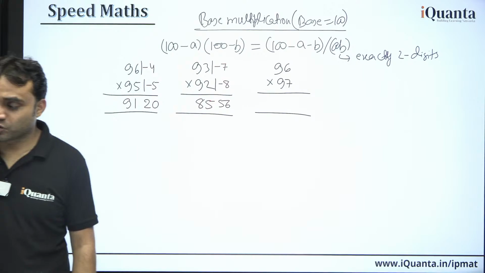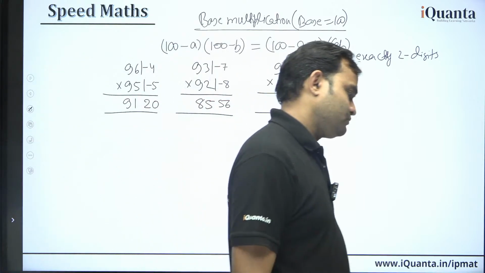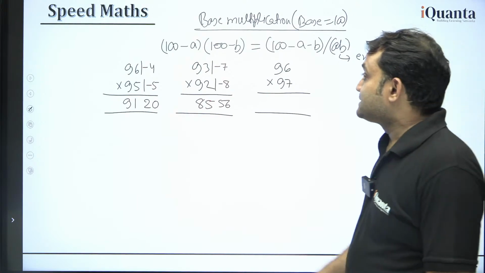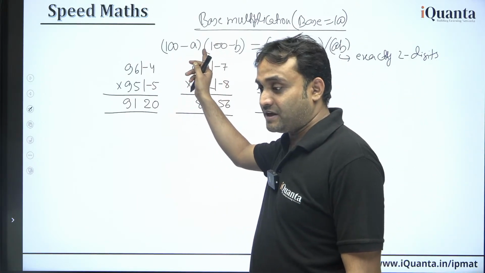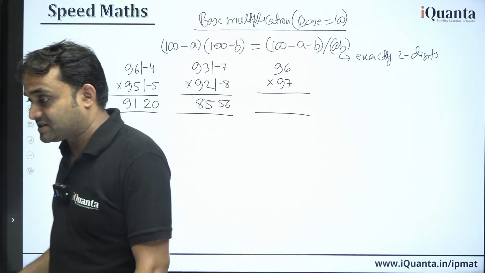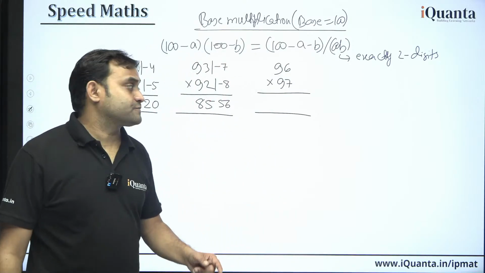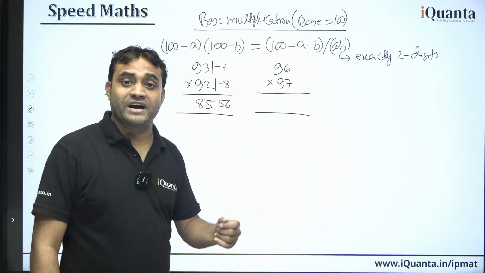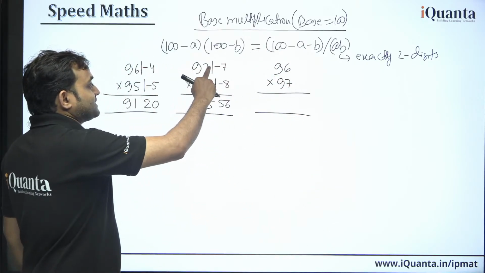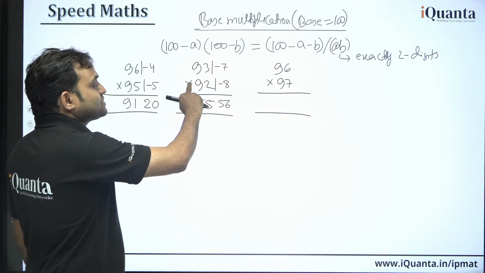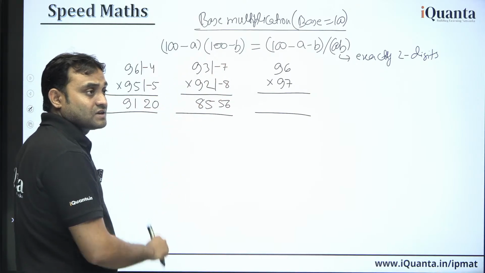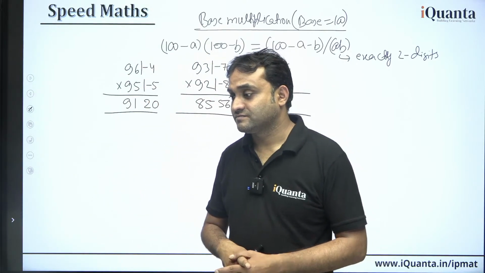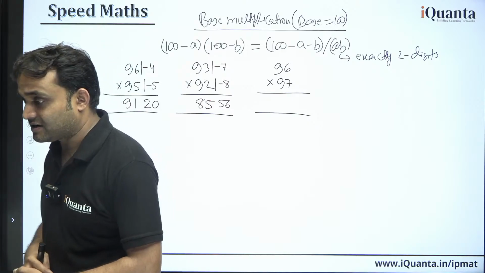Eight seven four two. No, it's not 8742. See, it's 100 minus a, 100 minus b. We need to take the difference from 100. Not the unit digit. Take the difference from 100. See, 93 is 100 minus 7. 92 is 100 minus 8. The surplus are the difference from 100. Not the unit digit. है ना?